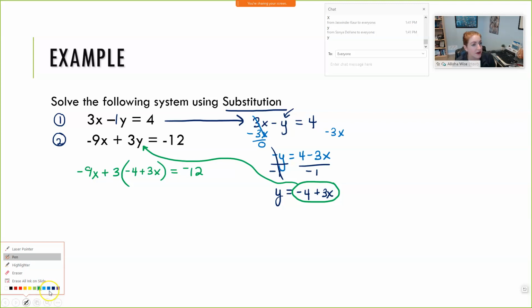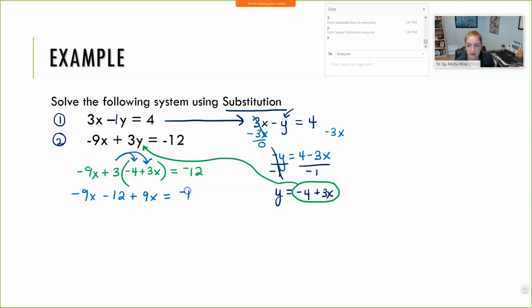So again, I'm going to do this fairly quickly. If you have questions, let me know. We distribute, minus 12 plus 9x equals -12. And then I'm going to add my like terms together. What is -9x plus 9x? 0. Oh no! These cancel. Bye-bye variables. And what I'm left with is a -12 equals a -12.